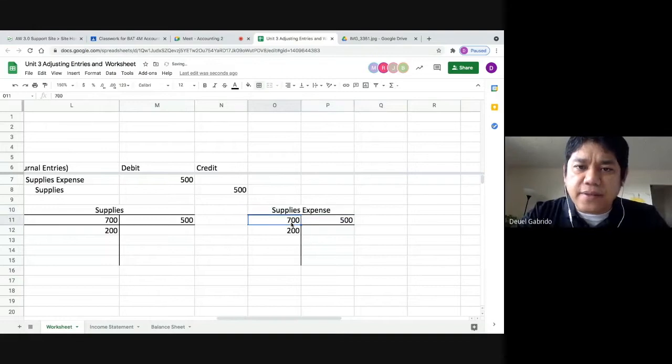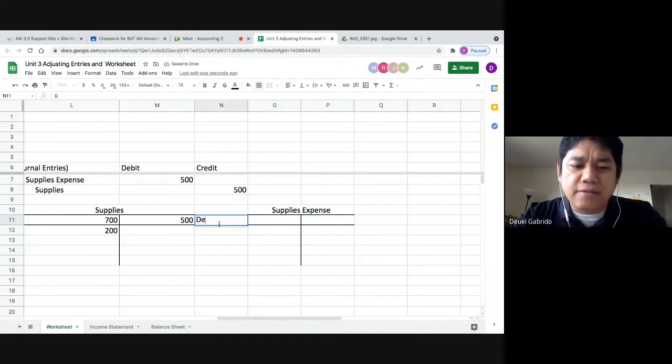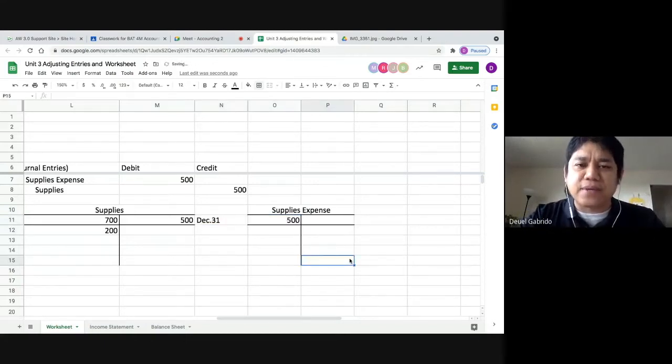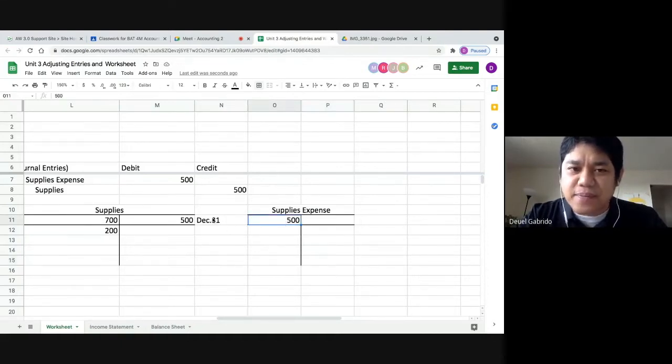This is the correct. This one is not there. But at the end of the year, guys, December 31, there is an expense amounting to 500, which is debit. It gives birth to an expense at the end of the year. You understand that? One is the decrease in supplies, and the other one is an increase in expense at the end of the year. Do you understand that? You guys okay?